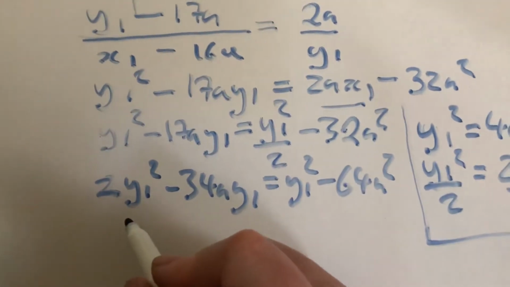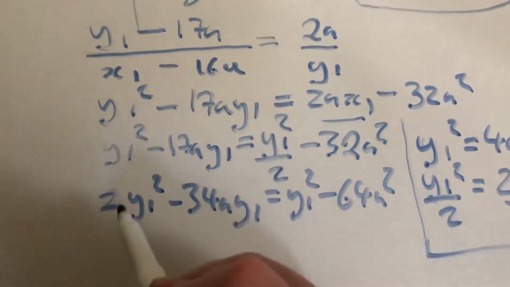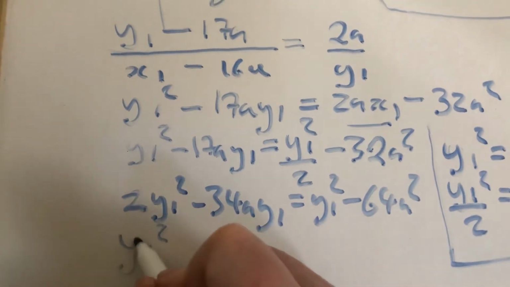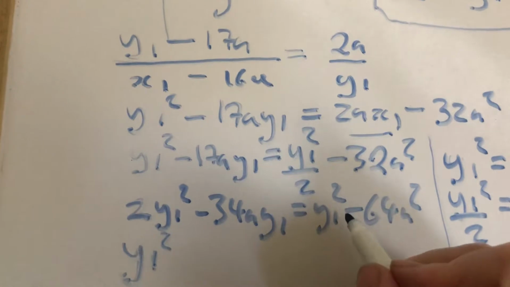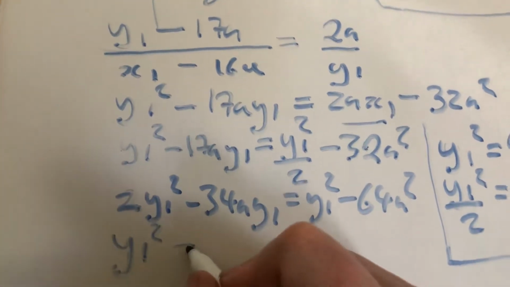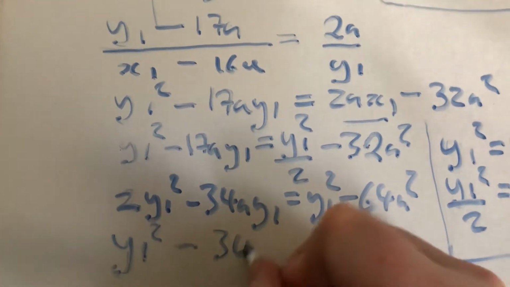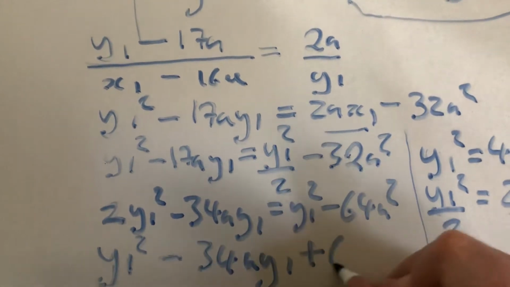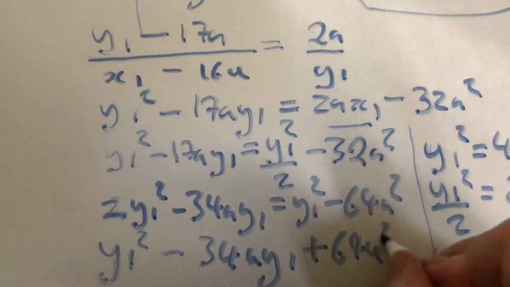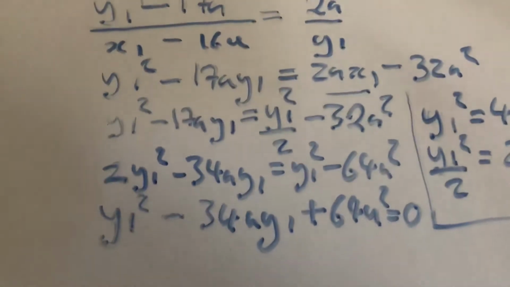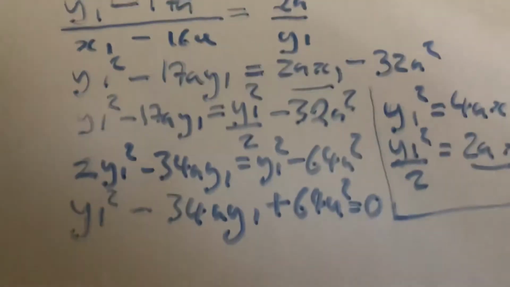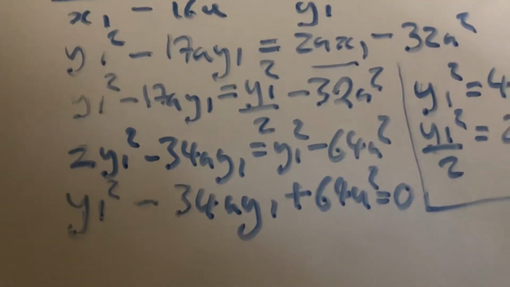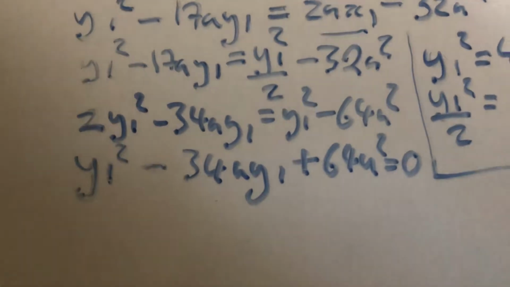And let's just take that entire equation and put it in terms of y1 squared. It's 2y1 squared minus y1 squared is equal to y1 squared minus 34ay1 plus 64a squared equals 0. Okay, so that is a quadratic equation in y. y1 squared minus 34ay plus 64a squared equals 0.